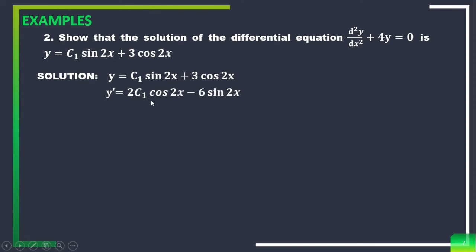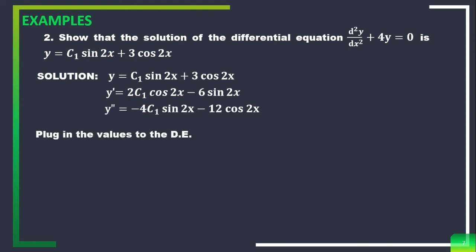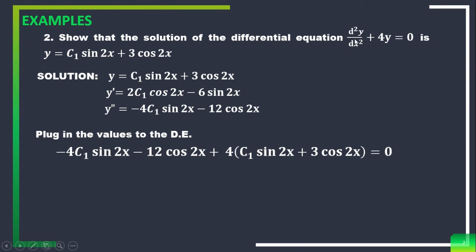So, our first derivative, 2c sub 1 cos 2x minus 6 sine 2x, and our second derivative, negative 4c sub 1 sine 2x minus 12 cos 2x. And again, we'll plug in or substitute all the values to the differential equation. So our second derivative, negative 4c sub 1 sine 2x minus 12 cos 2x, plus 4, and we'll plug in the value of our y, c sub 1 sine 2x plus 3 cos 2x, is equal to 0.